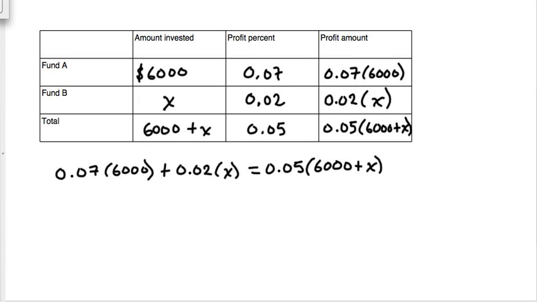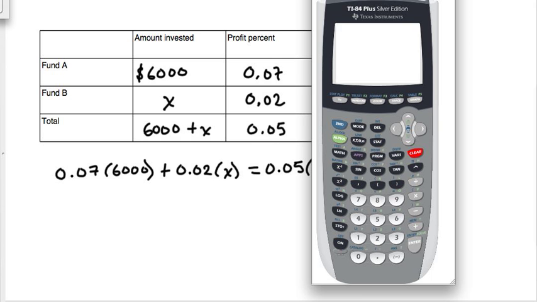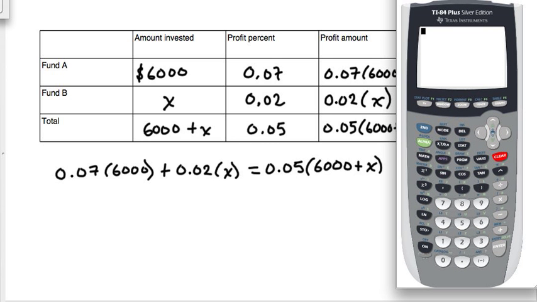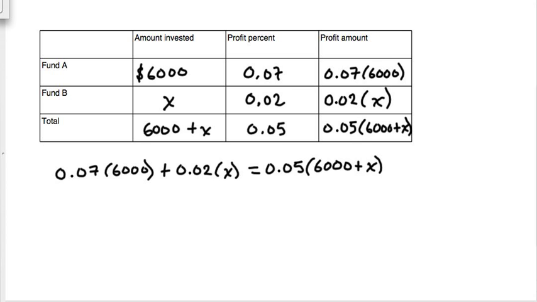All right, next we're going to multiply and combine like terms where we can. First we have 0.07 times 6,000, and we're going to use our calculator. So 0.07 times 6,000 should get us 420. Let's write that down: 420, and as we go along, let's cross out the things that we do. Plus 0.02 times X is just 0.02X.